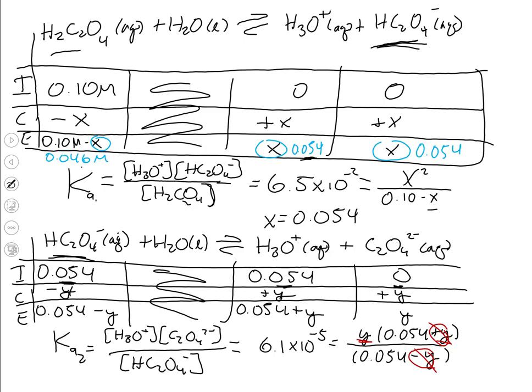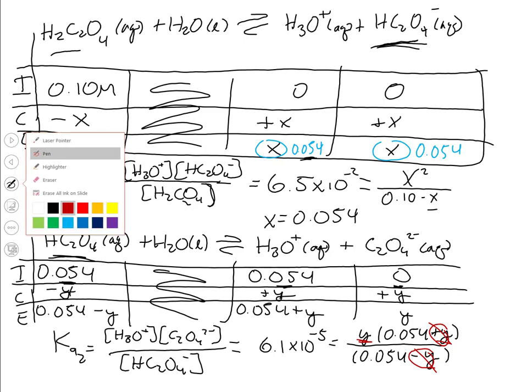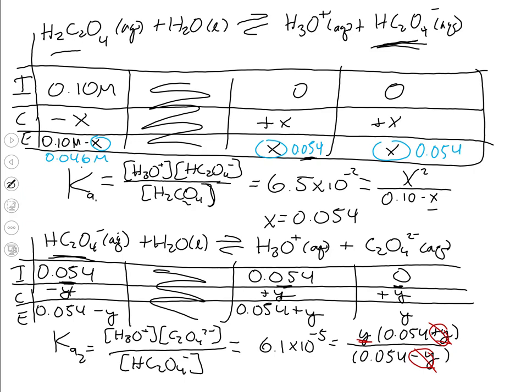So when we do that, what happens to my 0.054s? They cancel. I have 0.054 on the top and the bottom, so they cancel. And I'm just left with y is equal to what? Good. 6.1 times 10 to the negative fifth is my y. See how nice that assumption is when we get to make it? It's so much easier. So we can plug that in for our y's in our ice table here, here, and here.